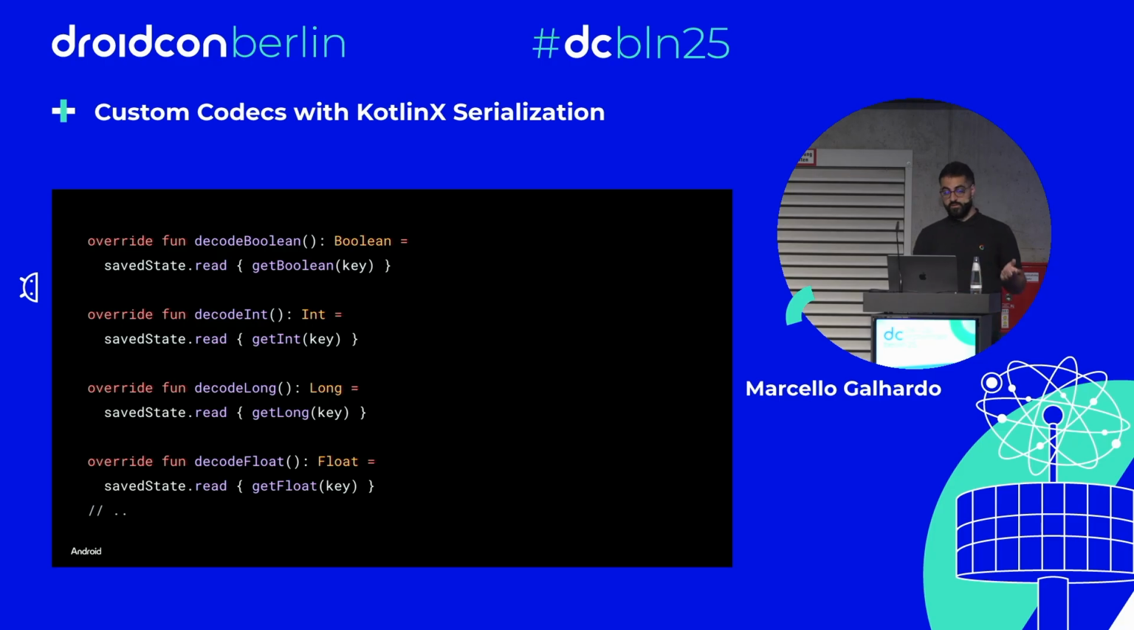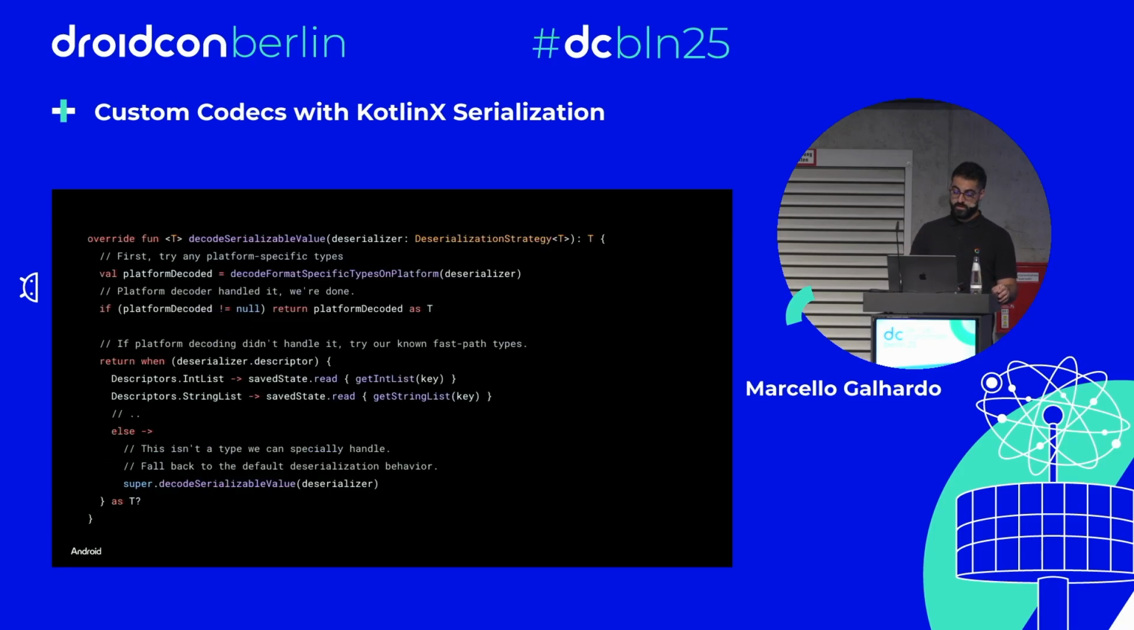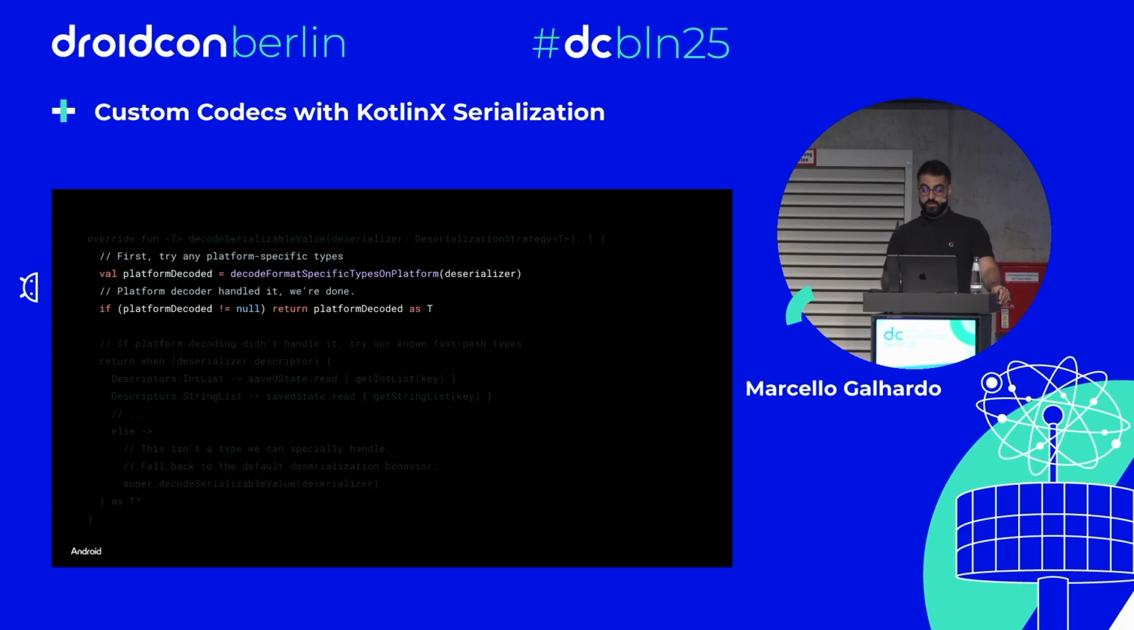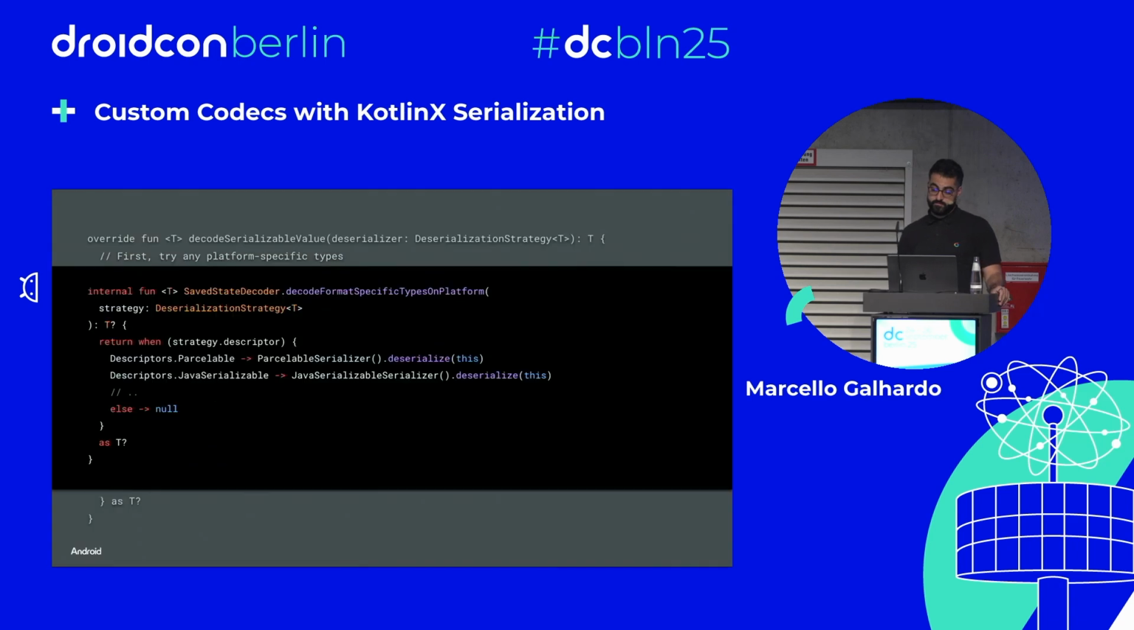So these are the decode methods. Again, it's very similar for the Boolean, int, long, float. For the basic types, it reads from the SavedState using the key that we just loaded. And this is the decodeSerializableValue method. We're going to do the same thing. We're going to call the decode methods using the platform-specific types. We're going to decode the value, and we're going to just use that if it's available, and we are done.